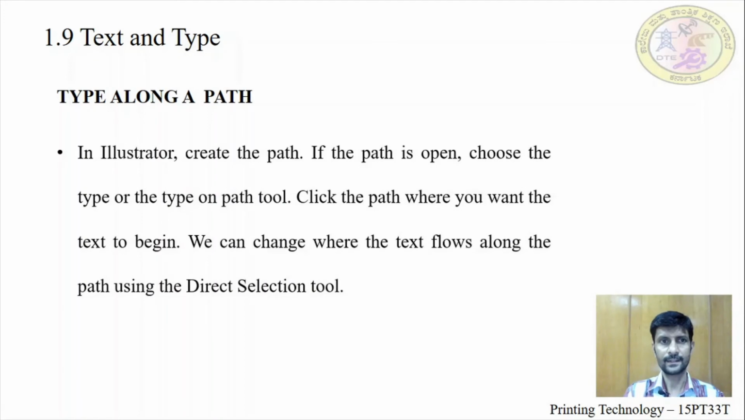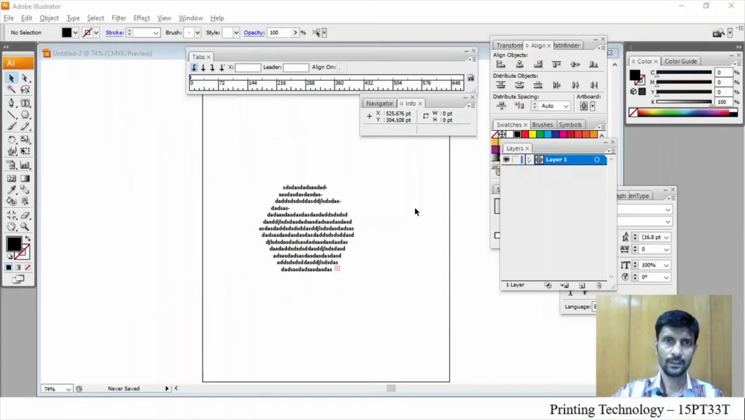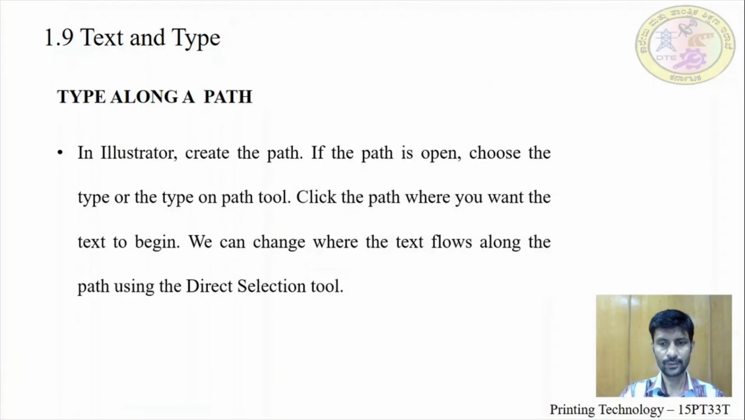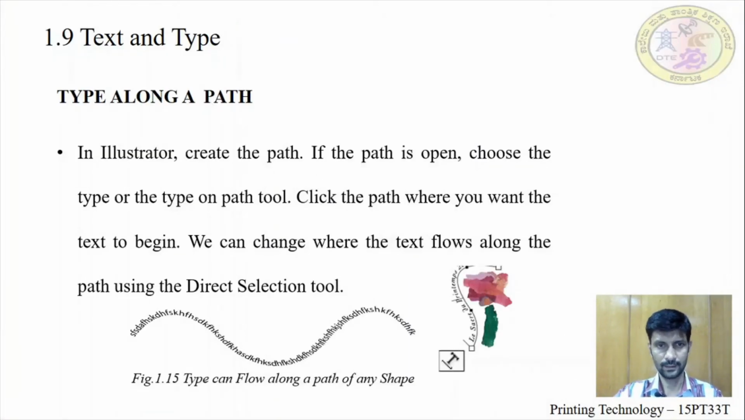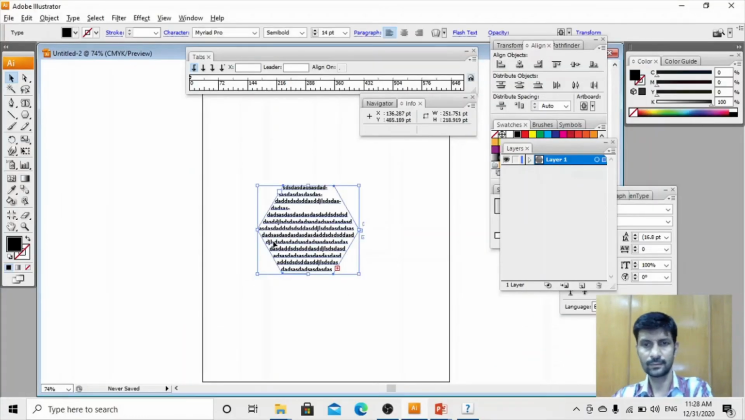In Illustrator, create the path. If the path is open, choose the type or the type on path tool. Click the path where you want the text to begin. We can change where the text flows along the path using the direct selection tool. Now I will show you. Before showing that, this image is type along a path. As the path is there, according to that we can type the text. I will show you that also.